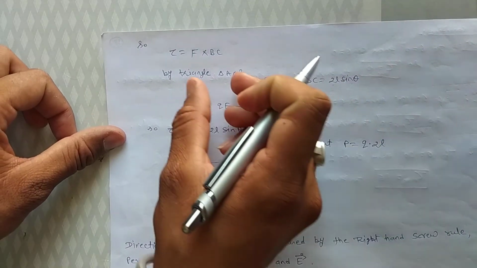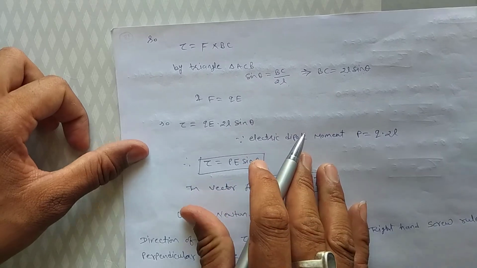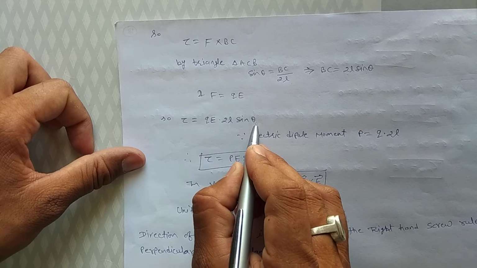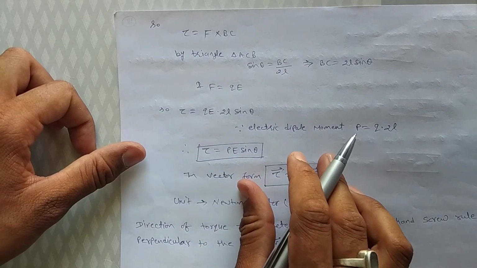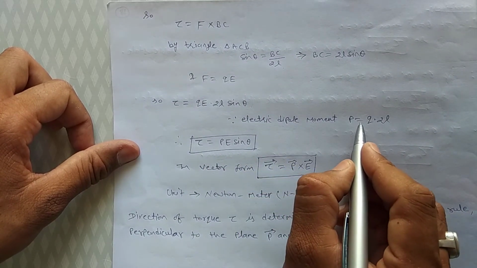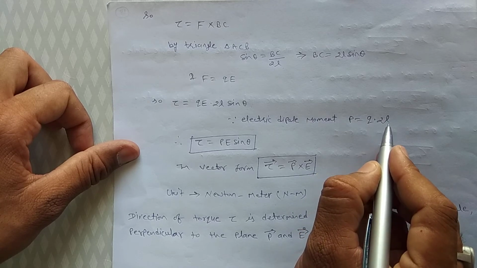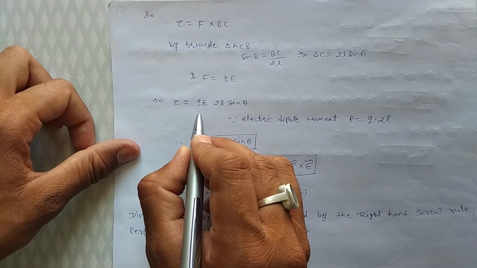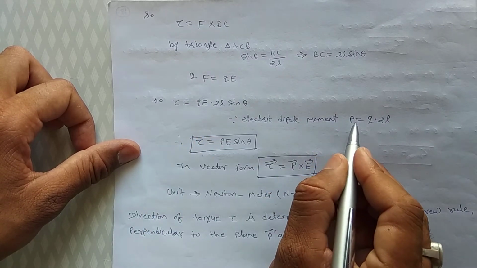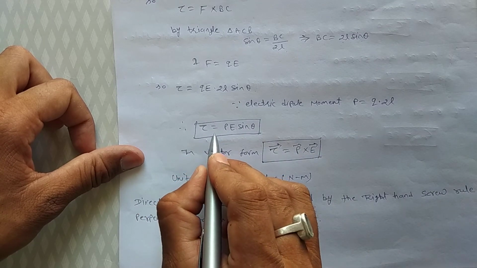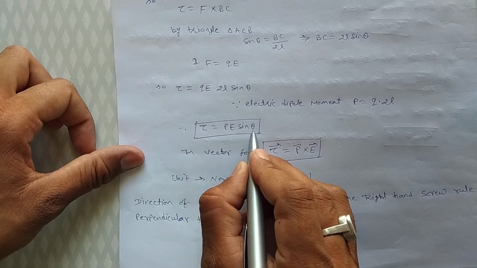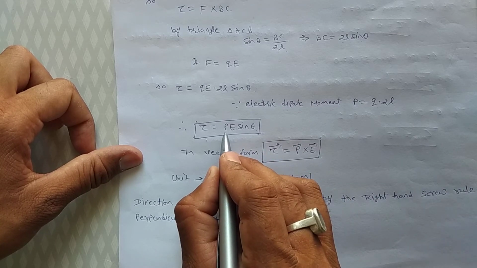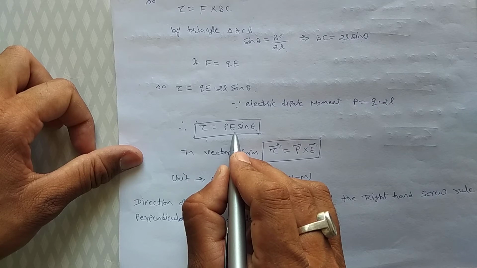Put this value in this equation, and F is equal to QE. So tau is equal to QE into 2L sin theta. We know that the electric dipole moment P is equal to Q into 2L. So we can replace Q into 2L by P. So tau is equal to PE sin theta. Here theta is the angle between the direction of the dipole moment and the direction of the electric field.